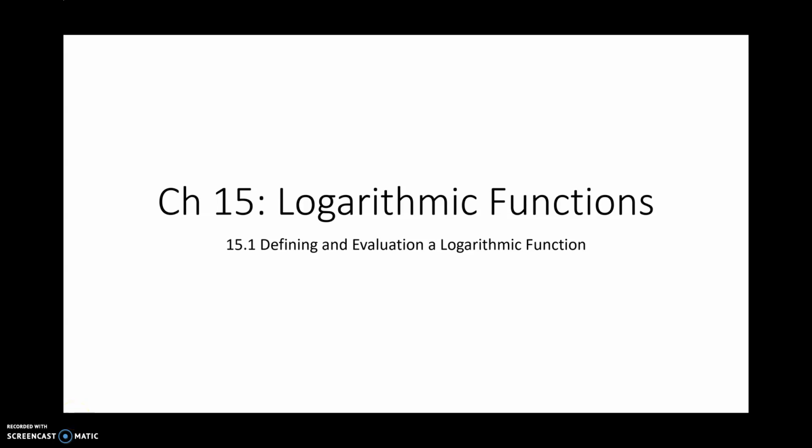Welcome. This video is going to get into 15.1, where we talk about what is a logarithmic function and how do we evaluate it. So the inverse of an exponential function is called a logarithmic function. We've talked about how to find inverses on simple things like if we had y equals x squared, we switch x and y and all that. But this is a little more complicated.